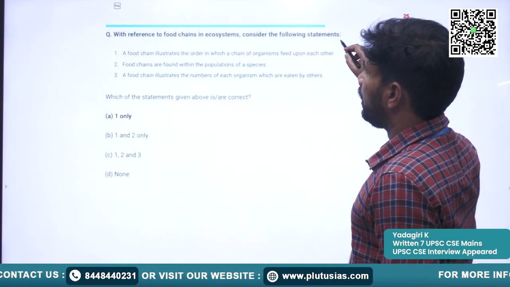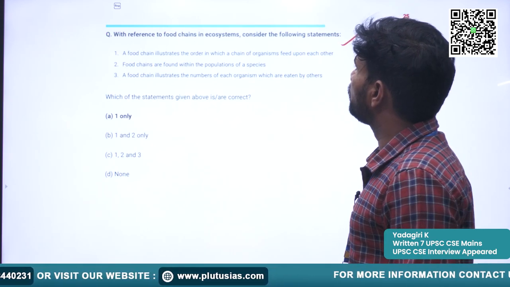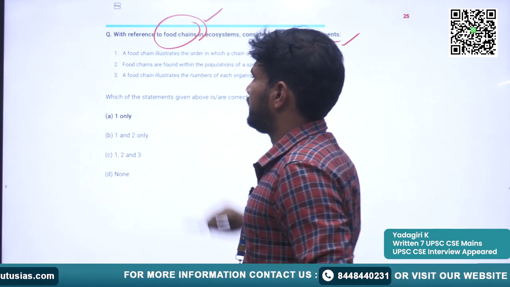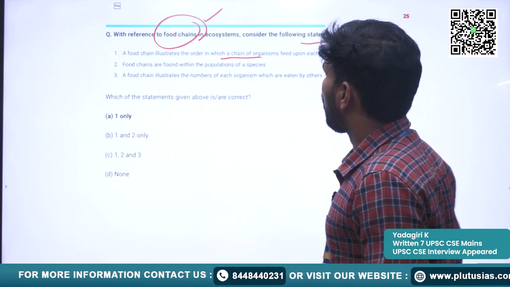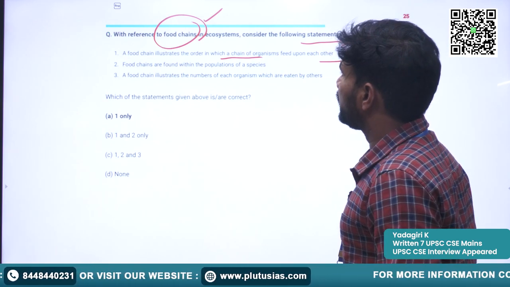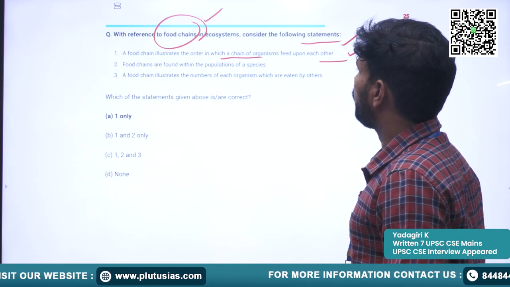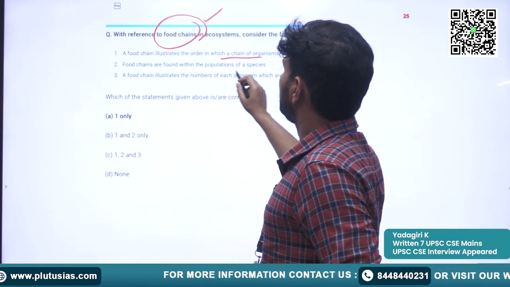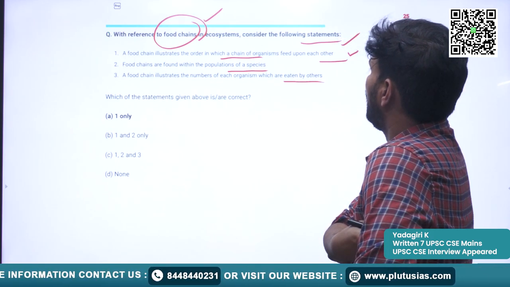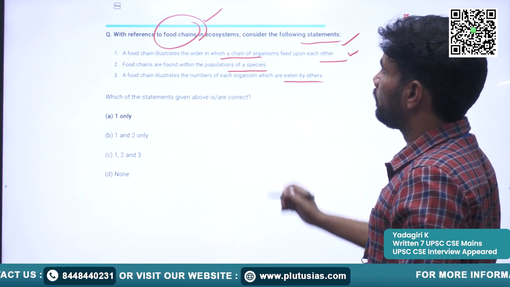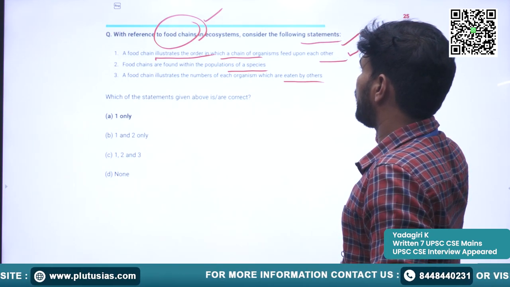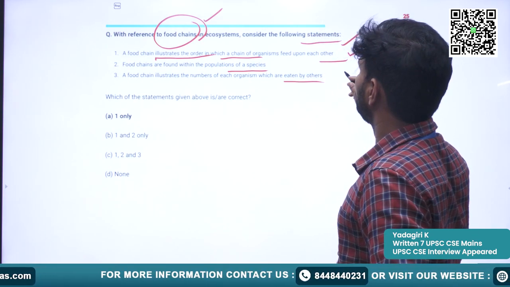Next question, with reference to food chains in ecosystems, consider the following statements. Basically the question is about food chains. First, a food chain illustrates the order in which a chain of organisms feed upon each other. Second option is food chains are found within the populations of species. Third option is food chain illustrates the numbers of organisms which are eaten by others. So if we see the three options, the first option is correct. A food chain illustrates the order in which a chain of organisms feed upon each other.